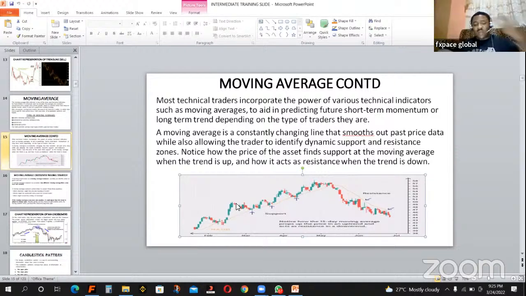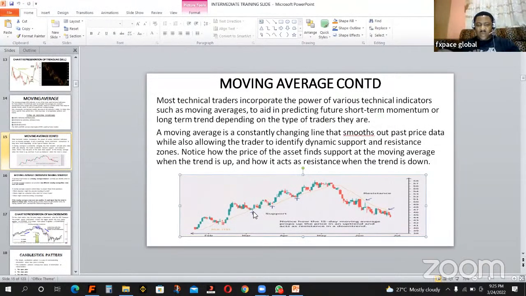Now, when you look at this chart, you see the arrow, it means buy. You see another arrow here as an opportunity for you to buy. You see another arrow here as an opportunity to buy. Let's go to the chart to see how these things play out.